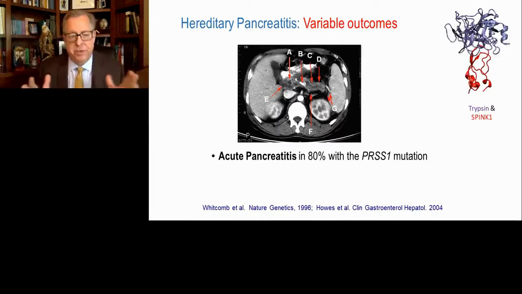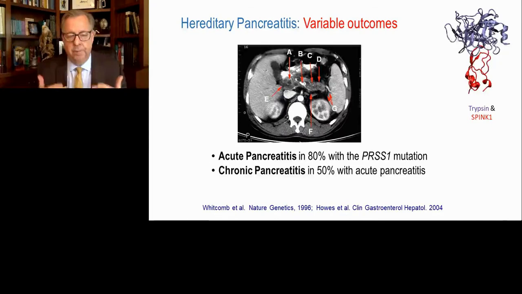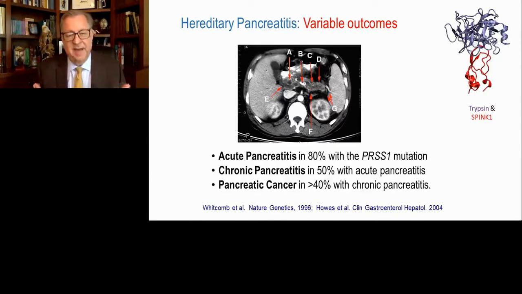People with this mutation, which is the worst mutation we know, have an 80% chance of having an episode of acute pancreatitis sometime in their life. In addition, those who have acute pancreatitis, about half of them progress to chronic pancreatitis, which is complete scarring of the pancreas. The other half don't seem to progress. Those that get chronic pancreatitis, about 40% of them develop pancreatic cancer later in life. And so we see there's a progression of disease of the organ, even though there's only one gene that seems to trigger the whole process.